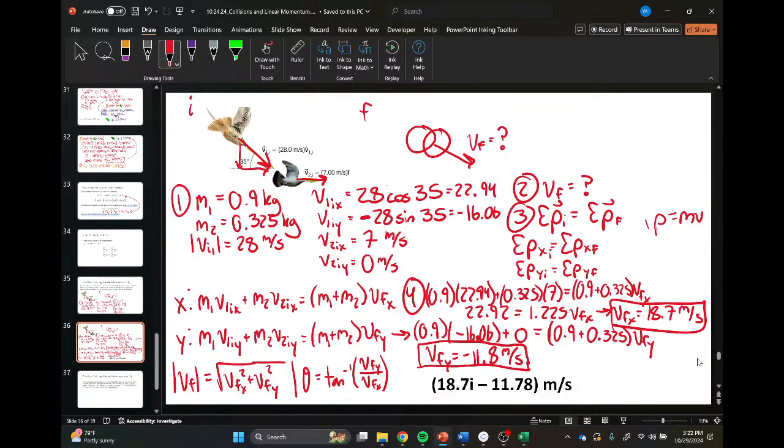So there you go, y'all. Momentum. It's fairly straightforward. Add up your momentums at the beginning. They equal your momentums at the end. The only thing that makes it trickier is x and y. And I wouldn't use the word tricky. I would just say it's an extra step you've got to do.